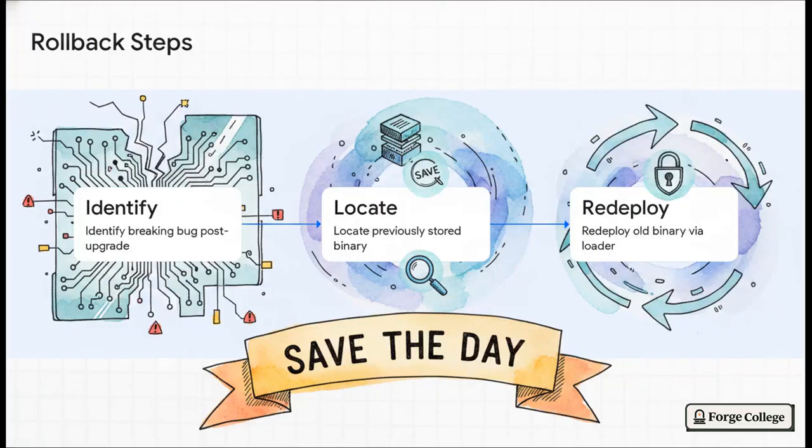All right, section 6, the rollback plan. Because let's be real, even with all the devnet practice in the world, the best engineers still make mistakes. So you have to map out an emergency exit. When an upgrade goes sideways, don't panic. First, identify the breaking bug. Second, locate the stored binary buffer of the old working code. And third, redeploy that old binary via the upgradeable loader using the exact same program ID. You revert the logic, save the data, and basically you save the day.